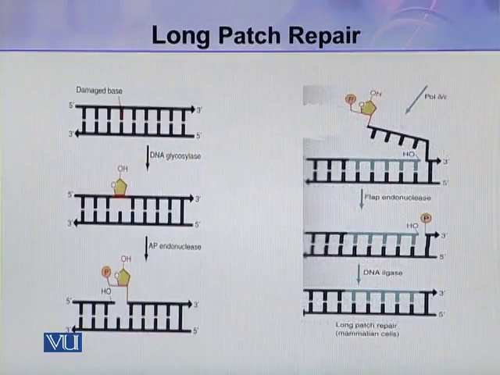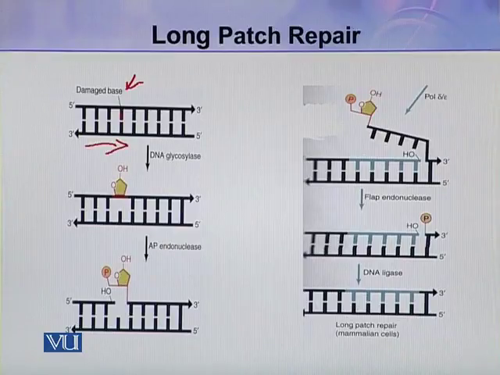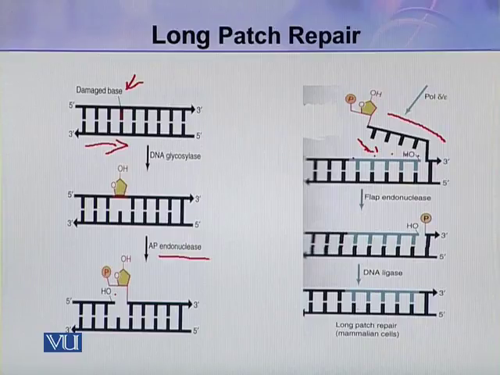So here you can see this is a long patch repair. Again, this is the damaged DNA, where this base is excised by DNA glycosylase, and then an AP endonuclease introduces a nick here, and then pol delta or epsilon adds new nucleotides here. These new nucleotides have been added to the 3' hydroxyl end, and this strand is gradually displaced.